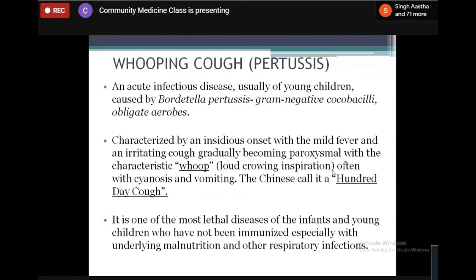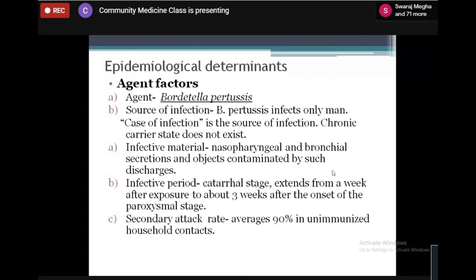And this disease is also called 100-day cough, because the Chinese started calling it 100-day cough because this cough may last for weeks or months. Even for 10 weeks the cough may persist, okay. That's why they have named it 100-day cough. So it is one of the most lethal diseases of infants and young children who have not been immunized, especially with underlying malnutrition and other respiratory infections. I will play you what that sound of whooping cough is like at the end.